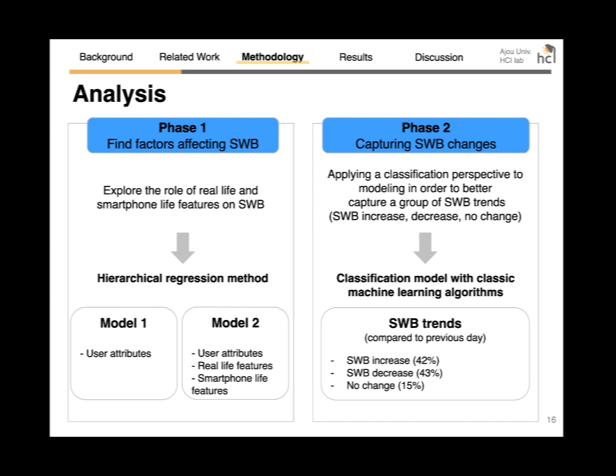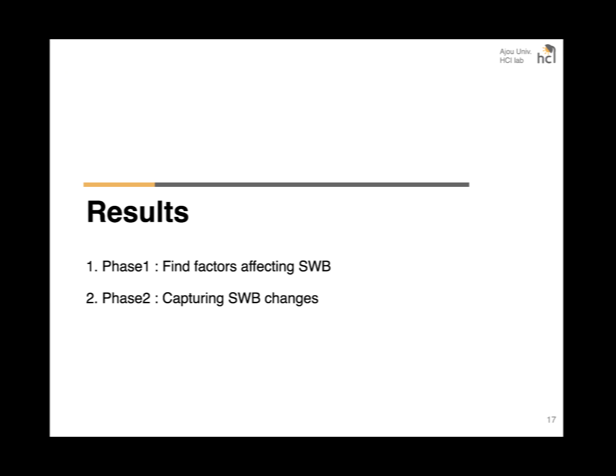In Phase 2, we examined the change of subjective well-being by applying a classification model. Our classification model determines three types of subjective well-being changes, which are the increase, decrease, and no change. The change of subjective well-being refers to the difference between two sequential subjective well-being values. From now on, I will present study results for each phase.